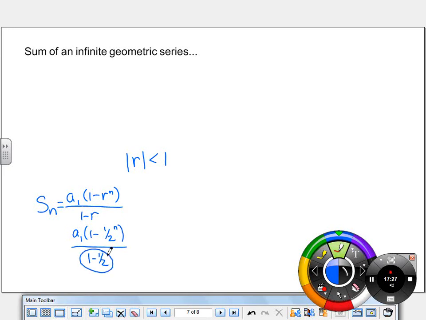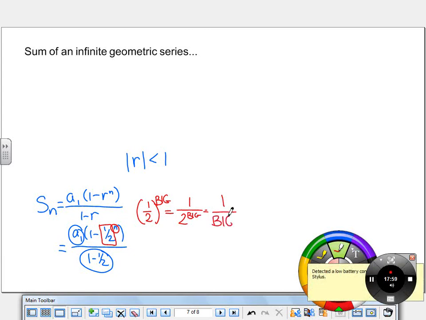So this is just going to become a number, and the A1 is just going to become a number. But look at what's happening inside the parentheses right here. If you're taking something less than 1 and you're raising it to a power, and because you're adding on more and more terms, the n keeps getting bigger and bigger, then eventually if you take 1/2 and raise it to a really big power, you're going to have 1 over 2 to some really large power, which is going to give you 1 over some really big number.